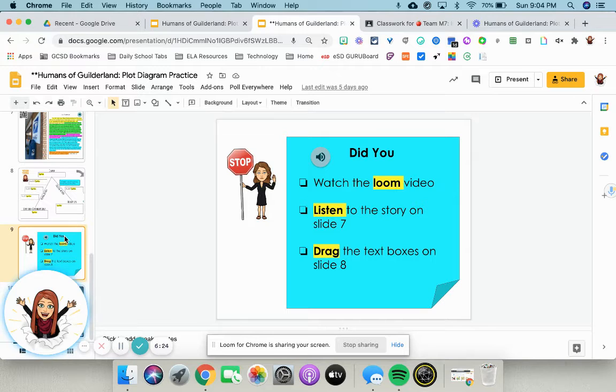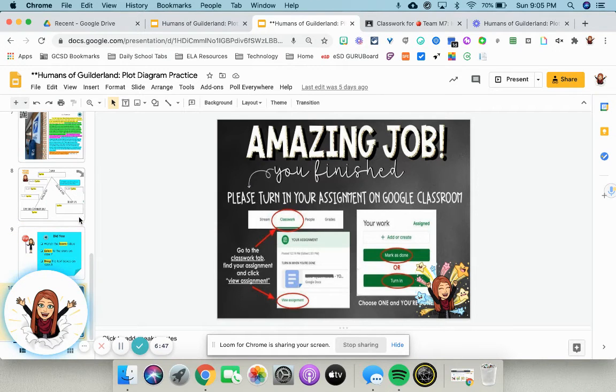Once you're finished, you're going to double check to make sure that you've done everything you need to. Make sure you watched the entire Loom video. If you're still watching, good for you. Then make sure you've listened or read the whole story on slide 7, and then that you've dragged all of the text boxes on slide 8 into the right spots. And if you've done all of those things, then you can go ahead and turn this in and get your credit for the week.